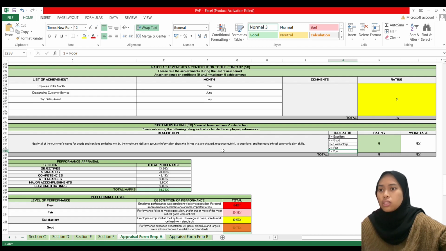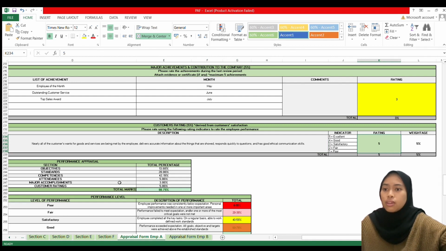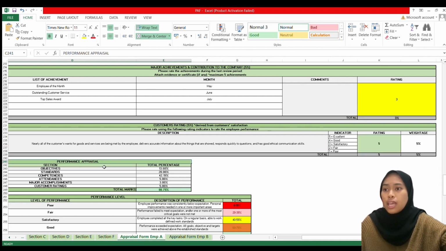As you can see, for the total marks, employee A got 80% and above, which is 88.79%. So the performance level for employee A is excellent. The description for excellent performance is that in every way the employee went above and beyond his professional responsibilities, taking on huge tasks, with high achievement and knowledge in his or her field.